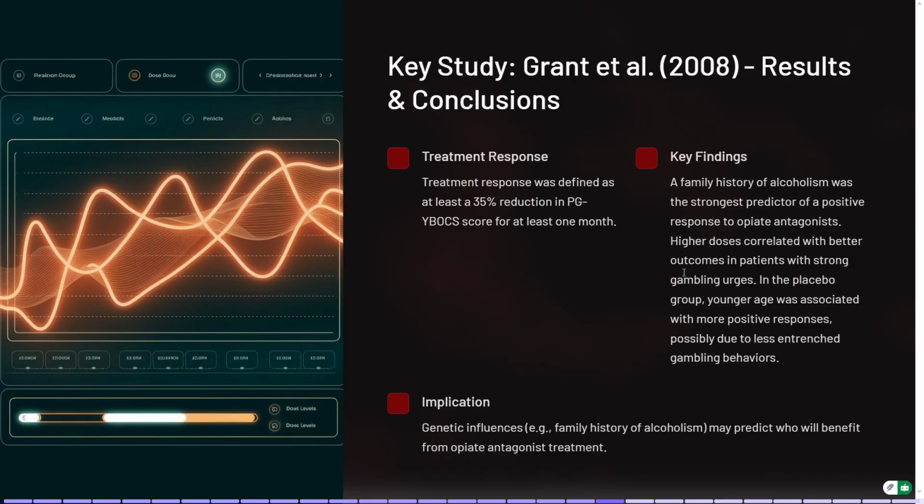Now, higher doses correlate with better outcome. If you take higher doses of those opiate antagonists, there is a better outcome with strong gambling urges. It was able to reduce them; the higher the dose, the higher the improvement. In the placebo group, younger age was associated with more positive outcomes, possibly due to less entrenched gambling behavior. So in the placebo, those who are advanced in age had higher symptoms, and the younger people had reduced symptoms. Now, the implication: genetic influences, that is family history of alcoholism, which can be genetically related, may predict who will benefit from opiate antagonist treatment and who will not.